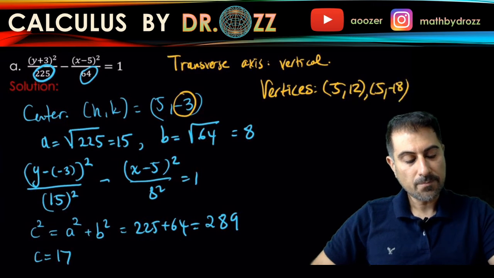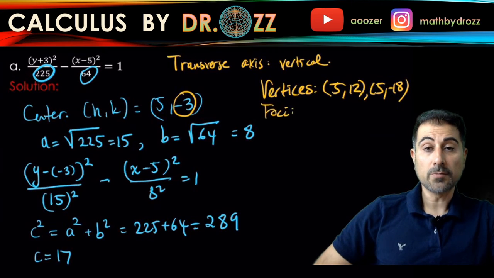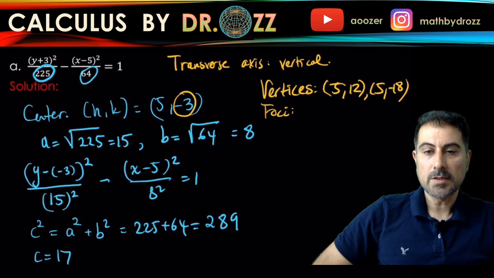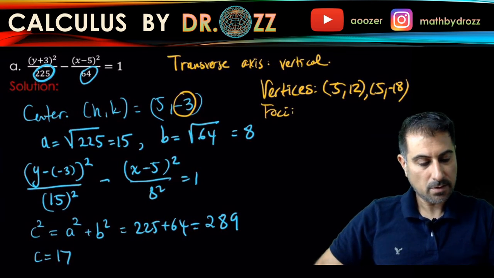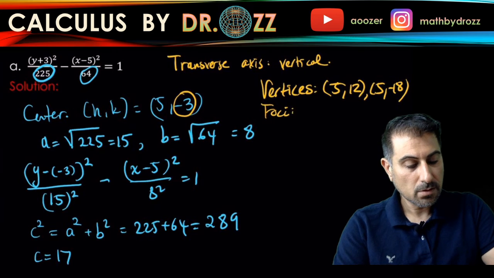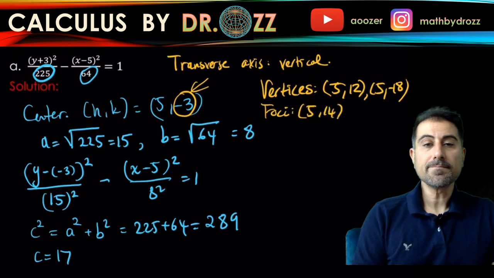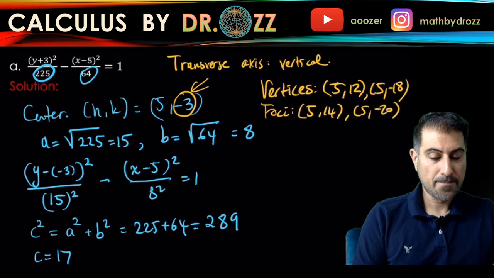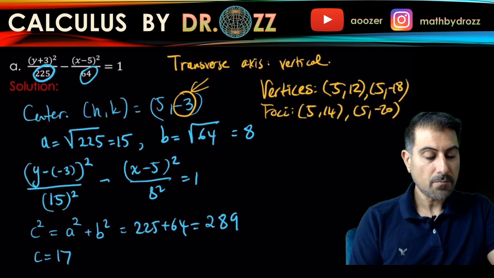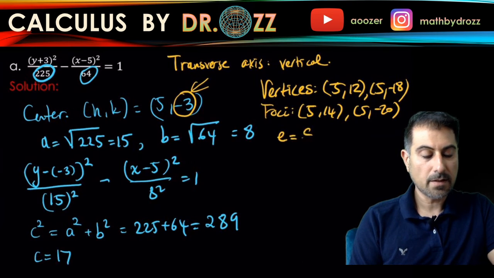And how about the foci? Foci are c units apart from the center, again in the y direction. So c is 17. I'm going to add 17 and subtract 17 from the y coordinate: 5, 14, and 5, -20. Those are the locations of the foci. All right, the eccentricity, as I said, is the same: c over a, right? That's 17 divided by 15.